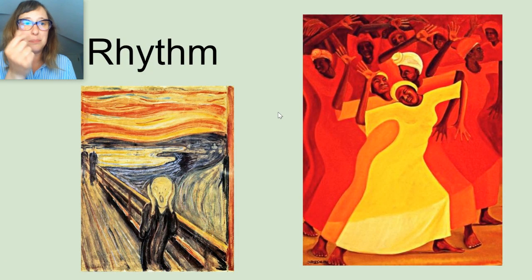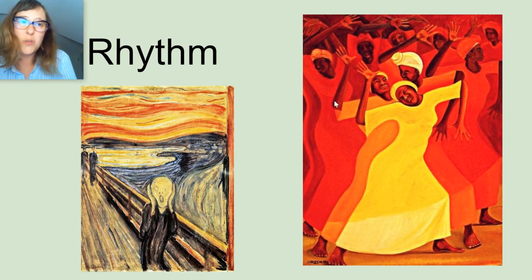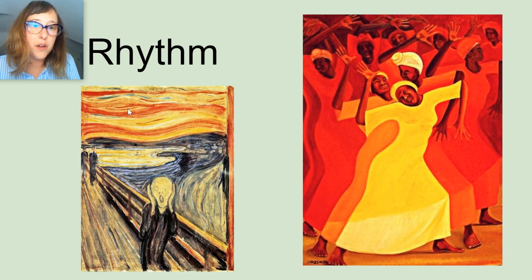Next is rhythm. Rhythm has to do with music, right? We have rhythm with Mrs. Rao in music class. But rhythm can also exist in artwork as well. And I like this one of these women dancing because you can sort of feel them moving to the rhythm. So it also probably has some movement, right? The screen painting has rhythm inside of the lines.